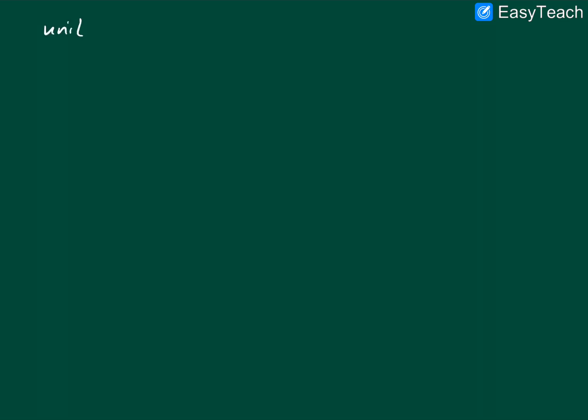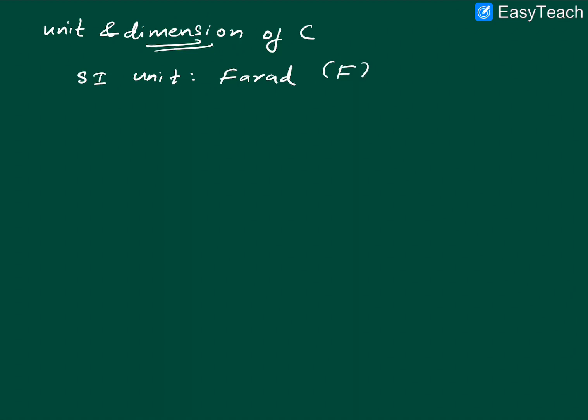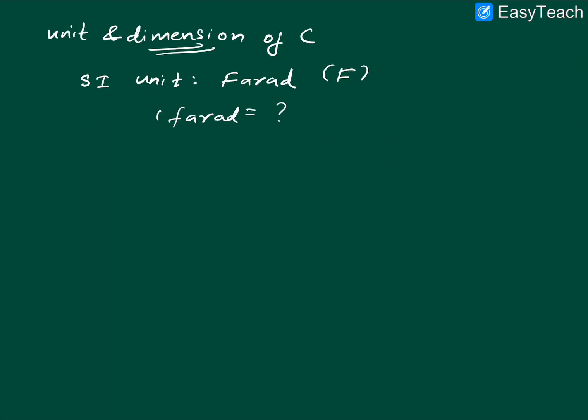Now let us find the unit and dimension of C. The SI unit is farad. We will denote it by capital F. Okay, 1 farad you want to find. So let us take the definition. C is equal to Q by V. If Q charge is 1 coulomb, then if V is 1 volt, 1 by 1 you will get 1 farad. C will be 1 farad, isn't it?